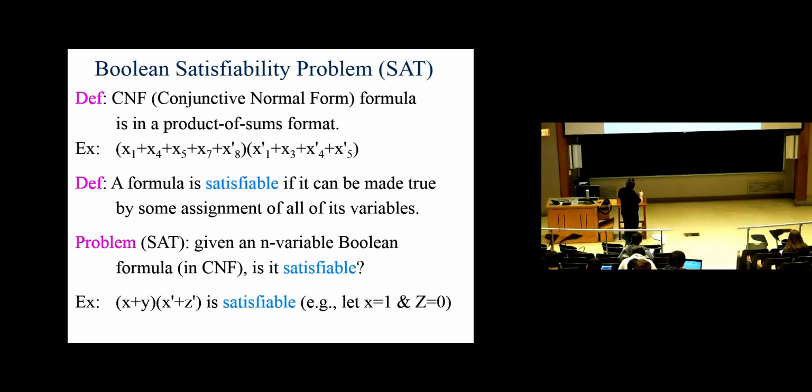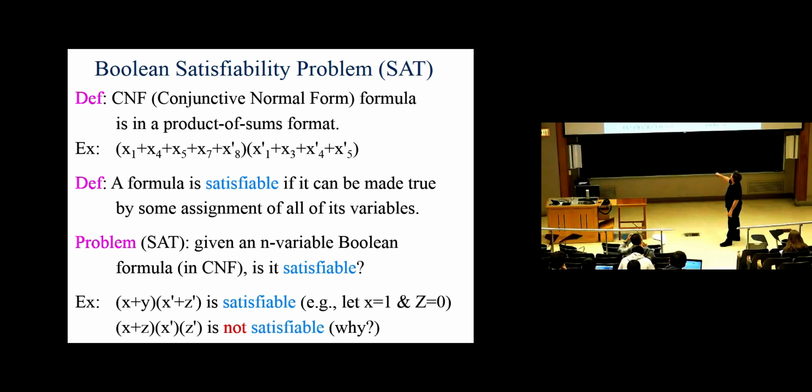Okay, so for example, x plus y times x naught plus z naught is satisfiable. For example, let x be 1 and z be 0. So the first term is satisfied because x is 1, so that makes the whole term true here because plus is an or and times is an and. X naught plus z naught is true because z is 0, so z naught is true. So whatever z naught is plus something else is true. So this is true, this is true, the whole thing is true for this assignment, end of story. So this small formula is satisfiable. I'm just giving you a trivial example.